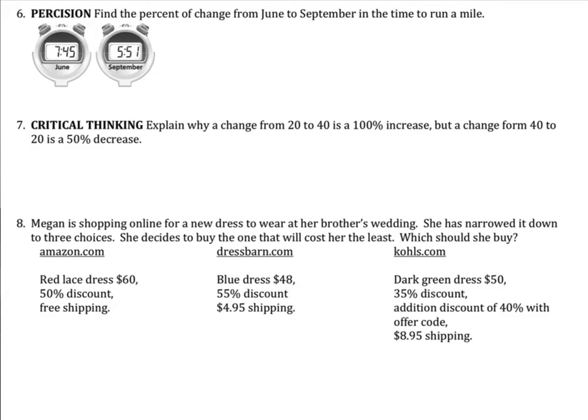Number 6, find the percent of change in the time it takes you to run a mile based on the 2 timers. Remember that a minute has 60 seconds, so you're going to have to do some fraction conversion. Number 7 talks about the difference between increasing and decreasing. And then 8, there's 3 different places that Megan could buy a dress to go to her brother's wedding. And we want to know which one is the best price based on all the information there.